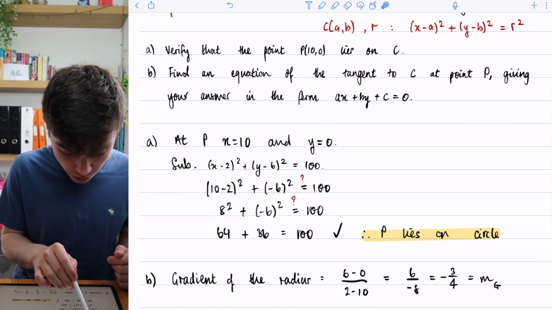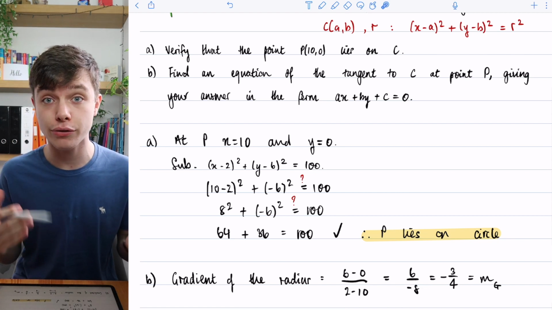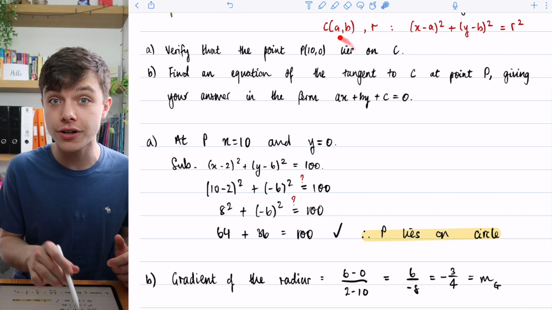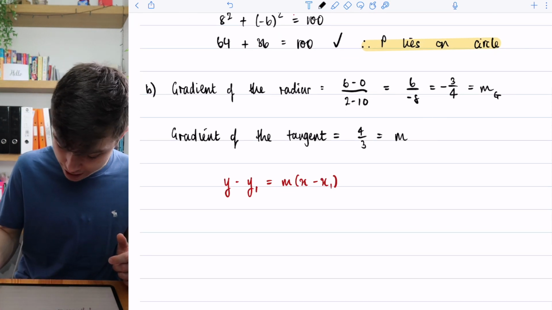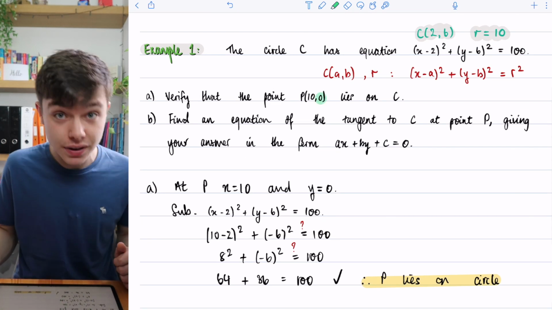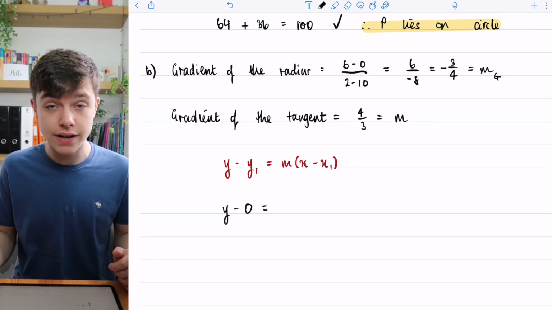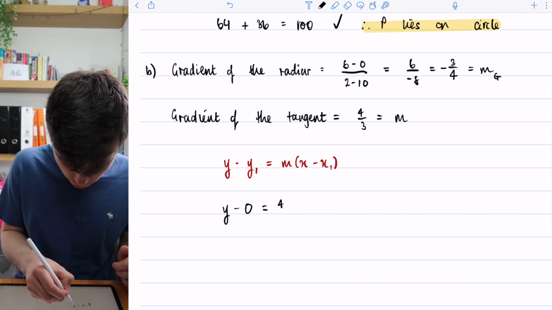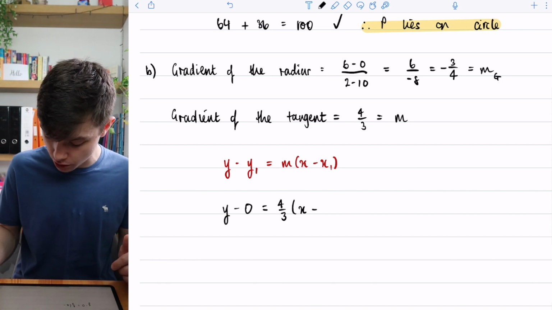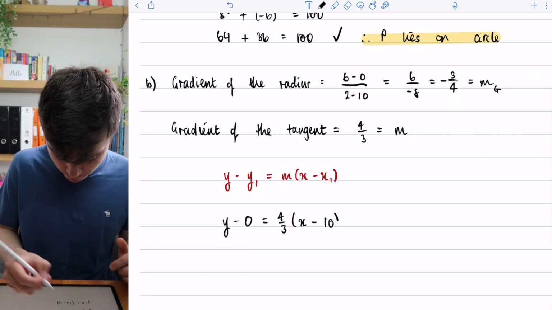We have the tangent to C at the point P. So we know the tangent must pass through P, so we can just use x1 and y1 as the x and y coordinates of P. Substitute that in: y minus the y coordinate of P, which is 0, so we're just taking off 0 there. m is the gradient of the tangent, which is what we've just worked out, 4/3. x minus x1, the x coordinate of the point P, which is 10, so we can take that off there.